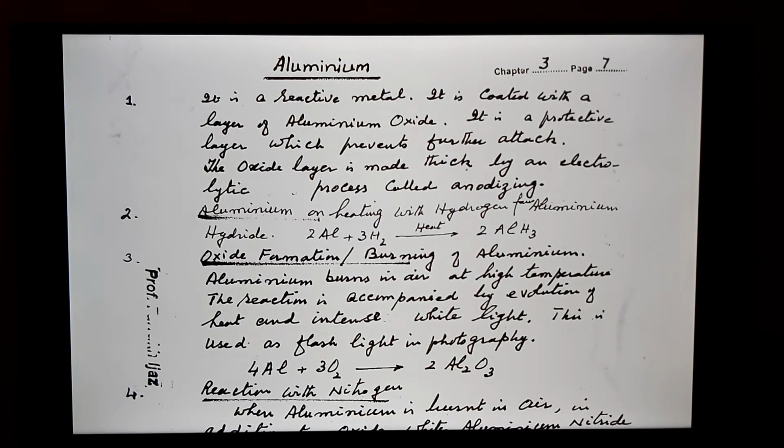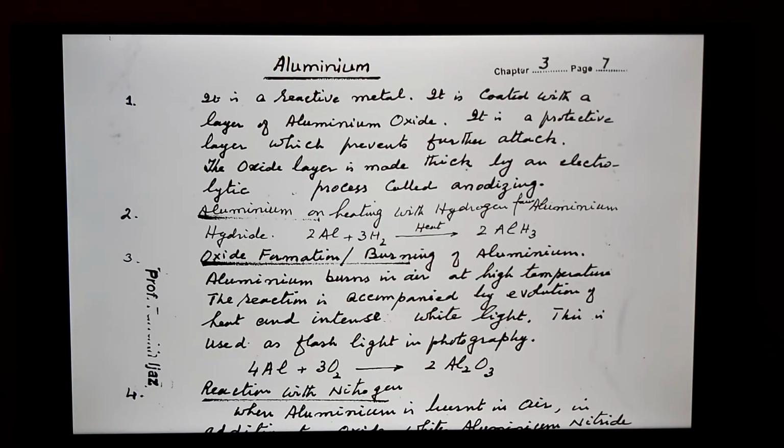The oxide layer is made thick by an electrolytic process called anodizing. In order to make it more protective, we want to thicken this layer, and for this the process used is electrolytic, and the particular name is anodizing. Number two, aluminium on heating with hydrogen forms aluminium hydride. So it reacts with hydrogen. On heating, aluminium reacts with hydrogen to produce aluminium hydride, AlH3. The 3 is the valency of aluminium.